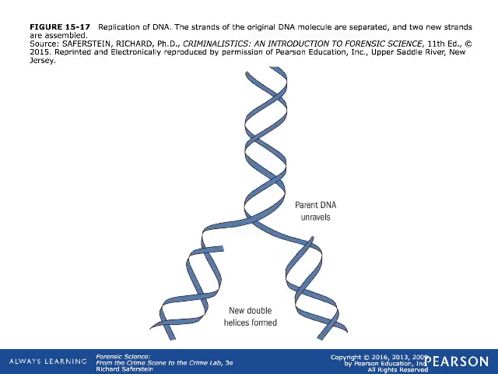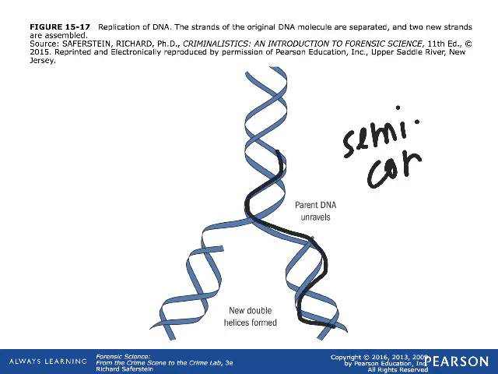Okay, so the double-stranded helix unwinds, and then some other enzymes are going to come in, and that's how we're going to form 2 new double helixes. It's called semi-conservative replication because we're hanging on to an old strand and we're making a new strand off of the old strand.